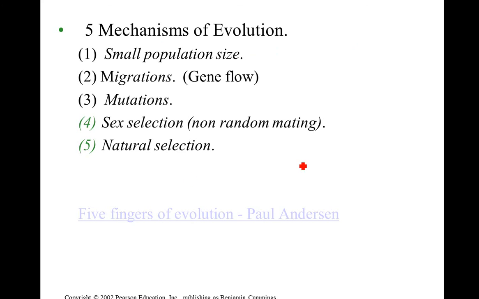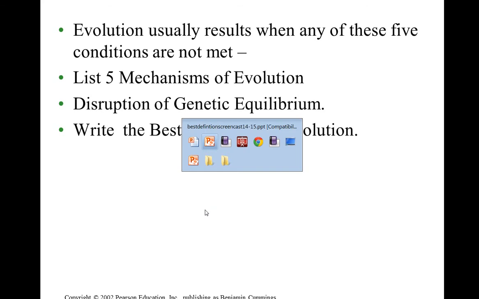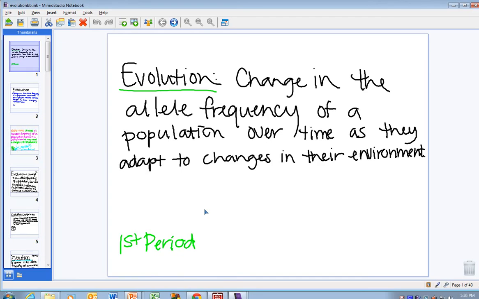So let's go back and think about writing a definition of evolution. The best definition of evolution is really writing the opposite of genetic equilibrium. So take a second, pause the video, and I'm going to show you what I think the best definition of evolution is. Are you ready? It's a change in the allele frequency of a population over time as they adapt to changes in their environment.